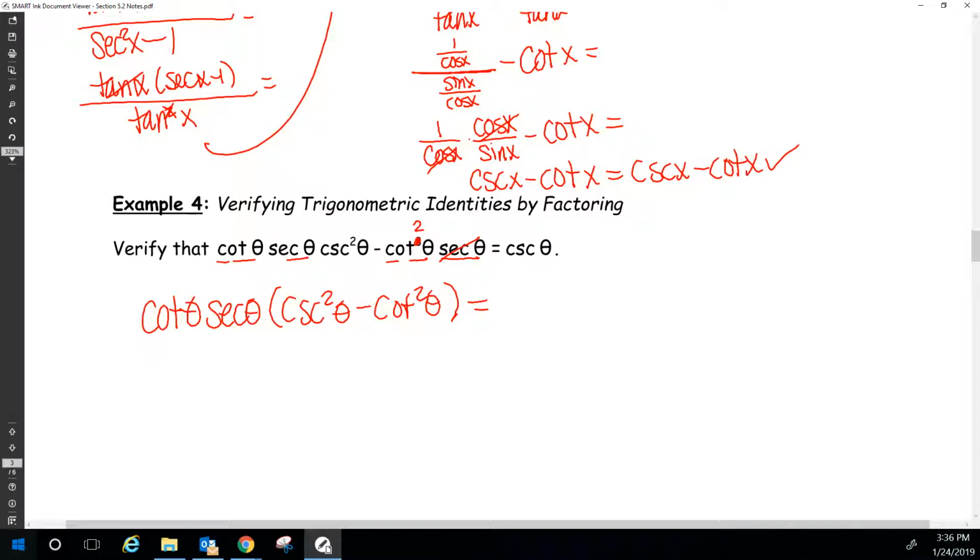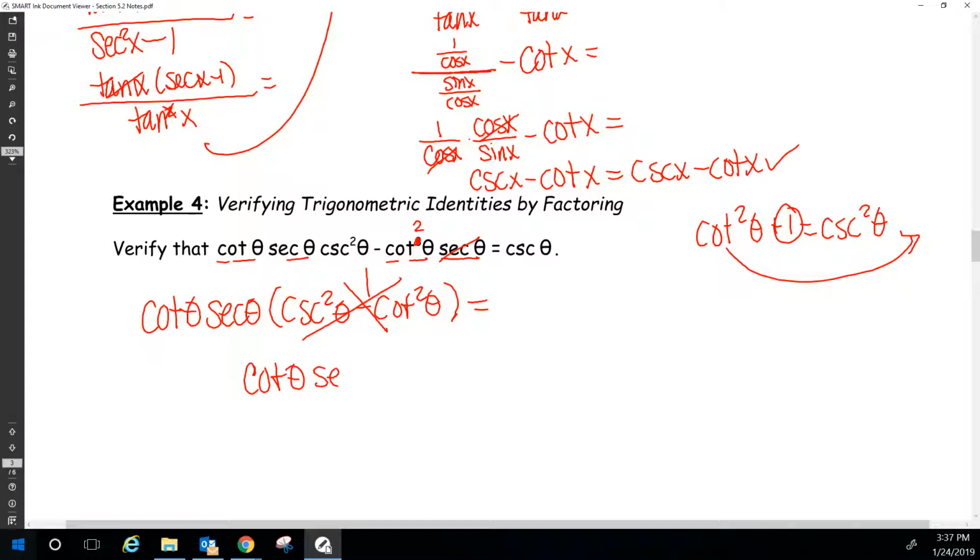We have an identity with both cotangent and cosecant in it. And so cosecant squared theta minus cotangent squared theta, if I move this guy over, it's equal to 1. So this whole guy here is just 1. So I just have cotangent theta, secant theta times 1, which is cotangent theta, secant theta.